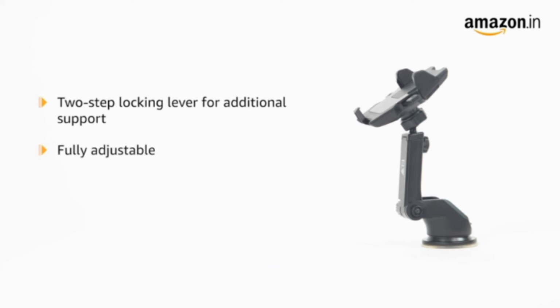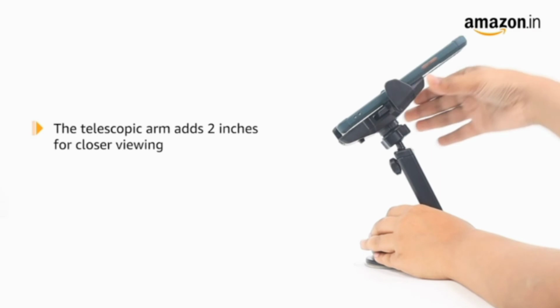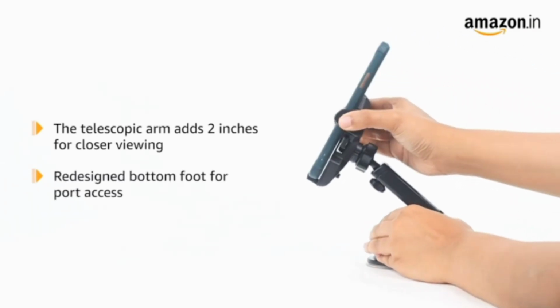The mount is fully adjustable with 360-degree rotation for quick portrait and landscape views. The telescoping arm adds 2 inches to allow for closer device viewing. The redesigned bottom foot ensures access to all your device ports.